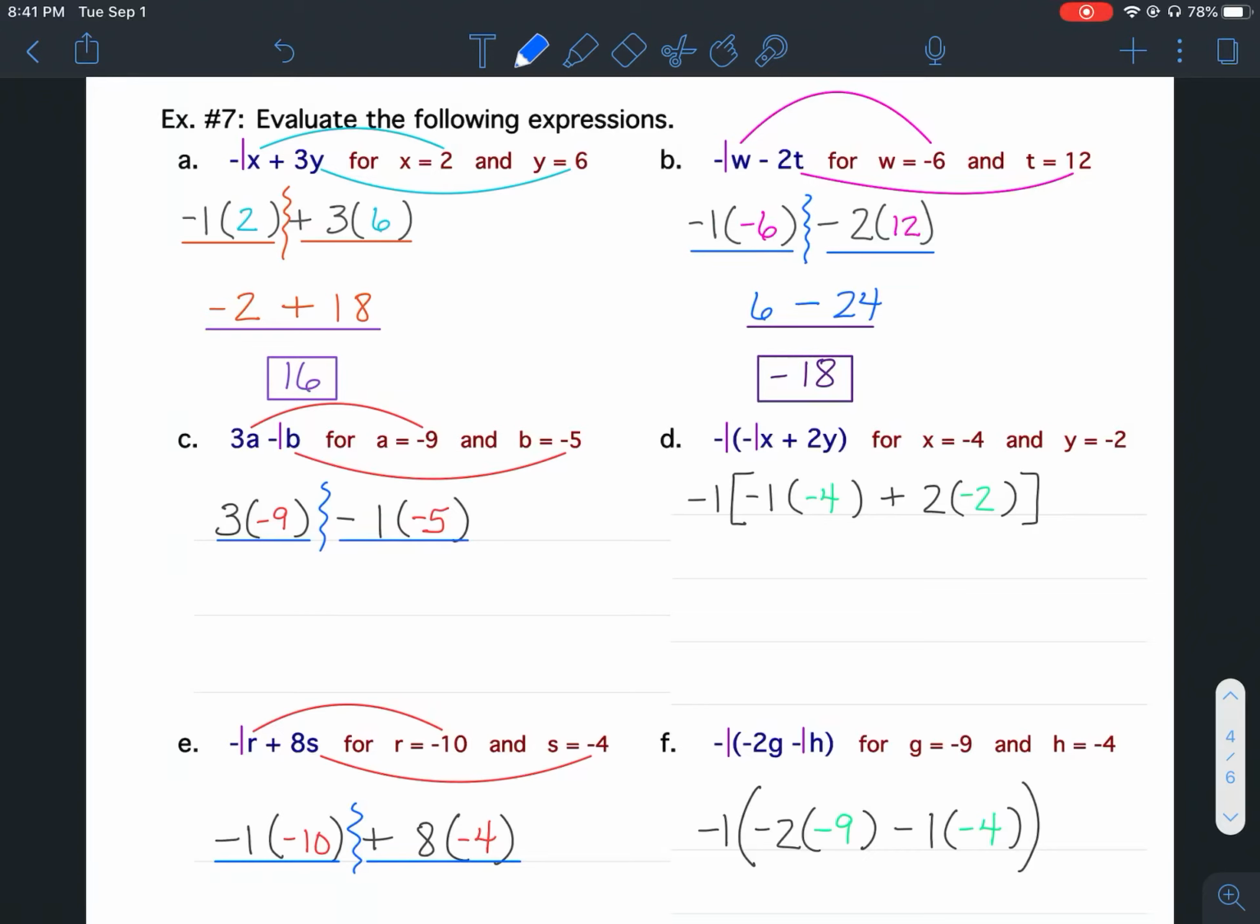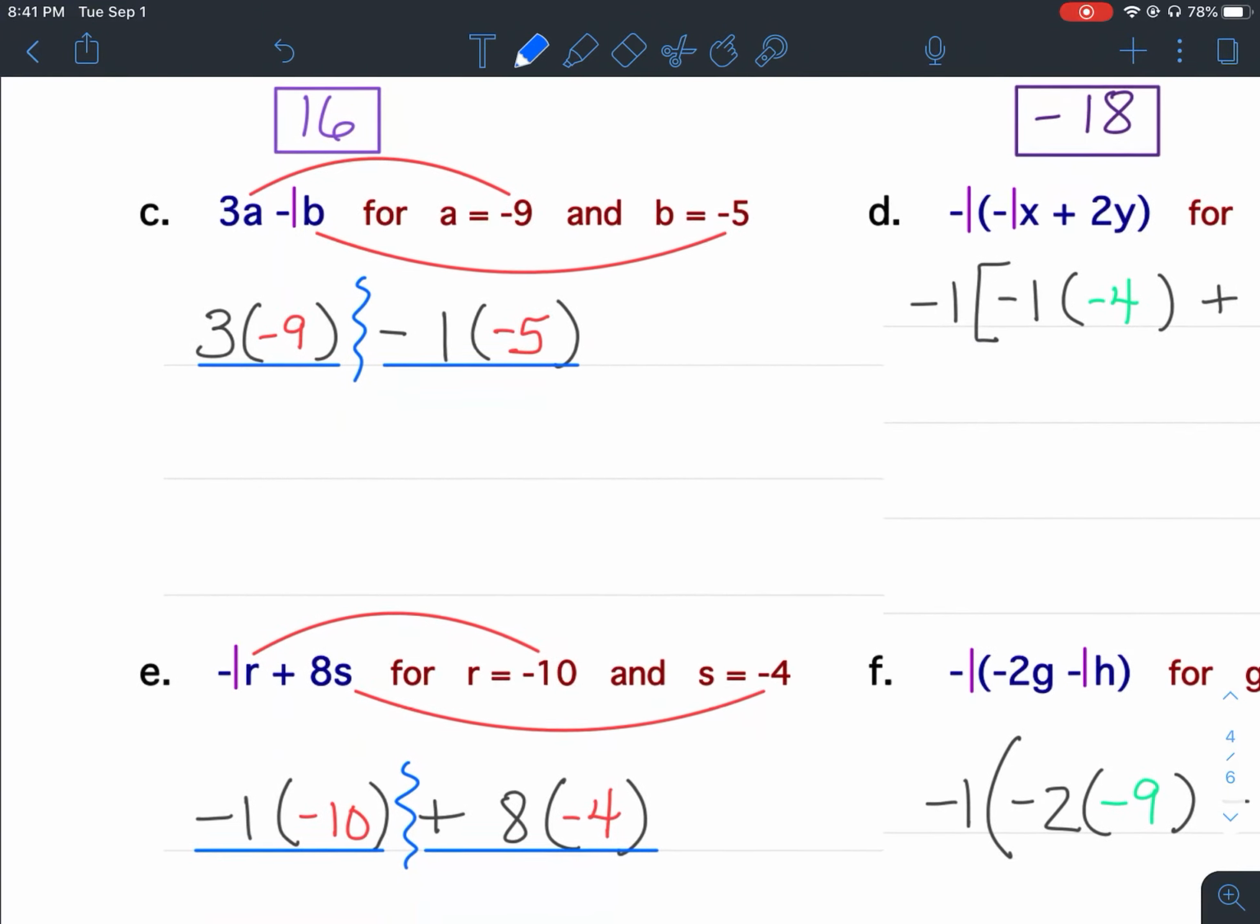Evaluating expressions, lesson B, example number 7, continue. I had asked you to do C and E, not D and F, so you can ignore that for now, but I asked you to do C and E. So let's start with C. I already went ahead and wherever I saw a variable, I put parentheses and I plugged our values in. Negative 9 was substituted in for A and negative 5 in for B.